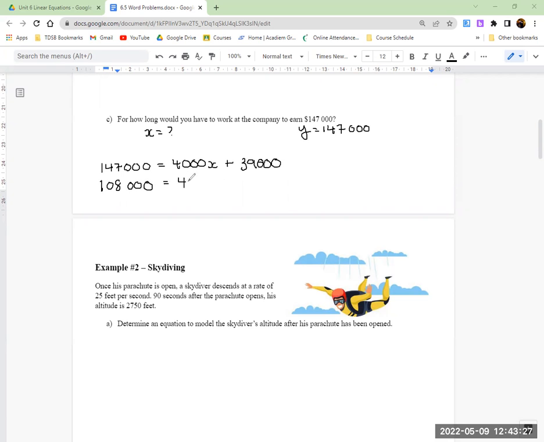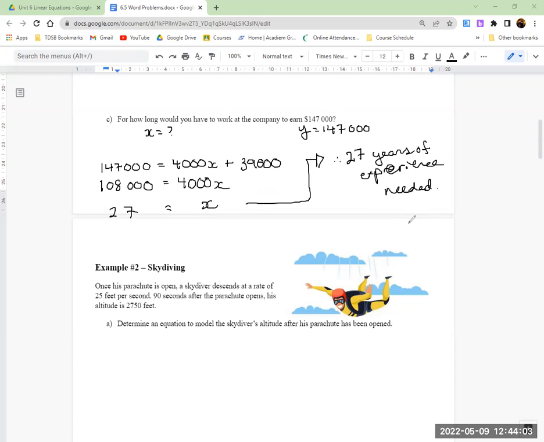108,000 equals 4,000 X. Then isolate X: divide both sides by 4,000, giving me 27. So what does that mean? If I want a salary of $147,000 a year, then you would have to work 27 years, or get 27 years of experience.